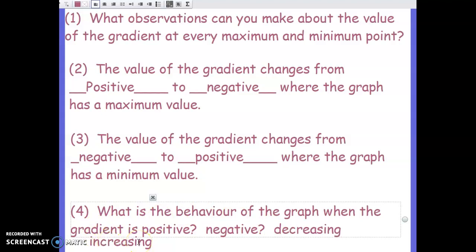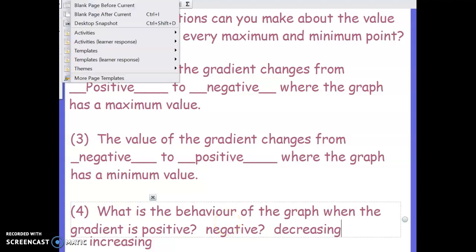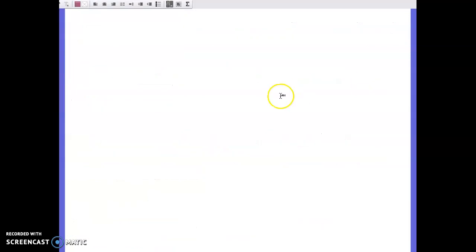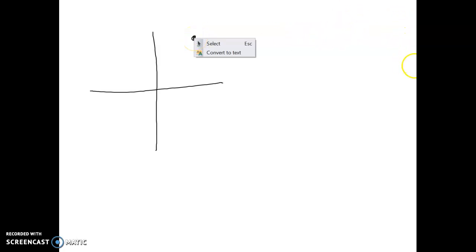Okay, so that makes sense. If I have a maximum value, then the graph should be increasing followed by decreasing. If I have a minimum value, then the graph should be decreasing followed by increasing. Let's look at what that looks like. If I have this value right here, and I want that value to be a minimum value, then my graph should go down and then up. So my gradient here will be negative. My gradient here will be positive.